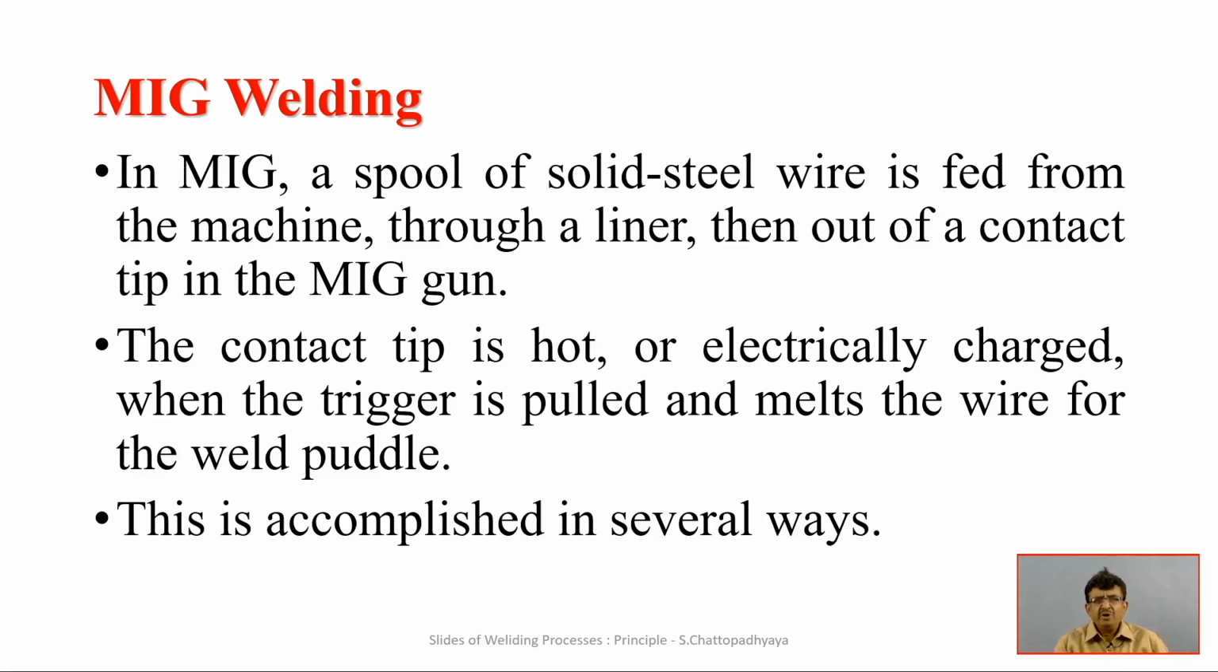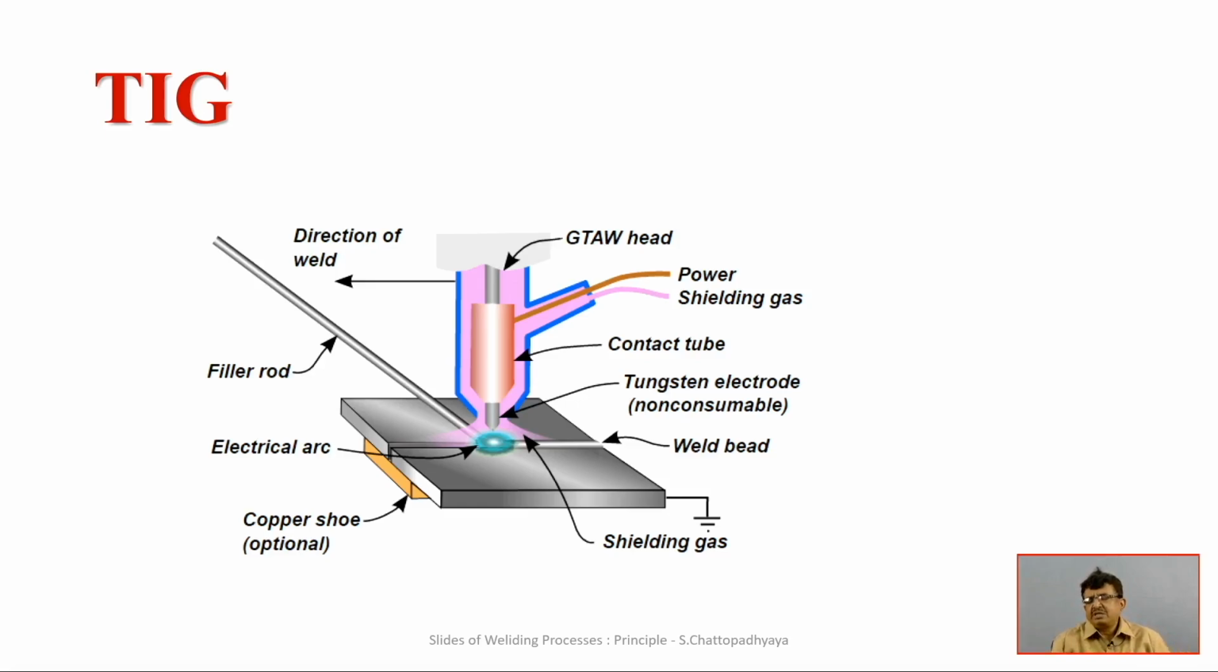MIG welding uses a spool of solid steel wire that is coiled, so there is some kind of decoiler arrangement. From the decoiler, the MIG electrode wire is fed through a liner and contact tip to the MIG gun. The contact tip is hot, electrically charged, and the wire is pulled down and melts, in a continuous process. That is why the productivity of MIG is great whenever people go for very extensive fabrications of different non-standardized angles, channels and girders.